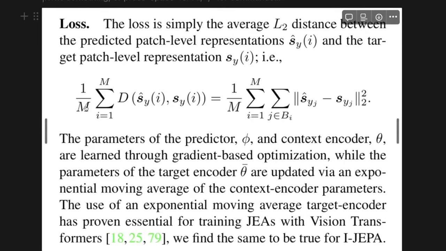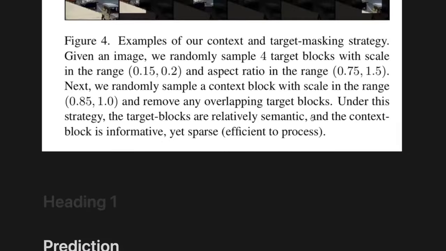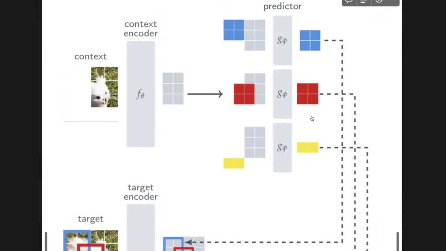So you can see they use the letter M to represent each one of the targets that they're going to have. So they might have, like, 4 here. And then for each one of the patches in each one of the targets, they do an L2 loss between this S, which is the latent space of the input and the latent space of the target, or the context and the target. So it's a pretty simple loss function here on the latent spaces that come out of each one of these.